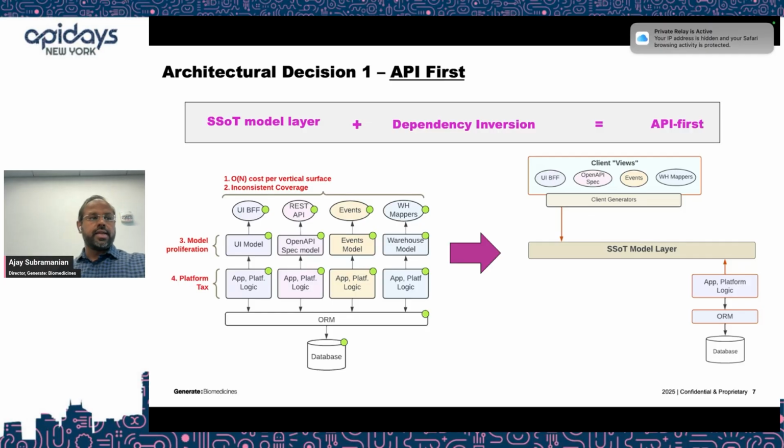Consolidating the model layer in this way also enabled us to achieve economies of standardization and scale, where we could invest in governance and tooling to improve the developer experience and also scale that across the entire platform entities, right?